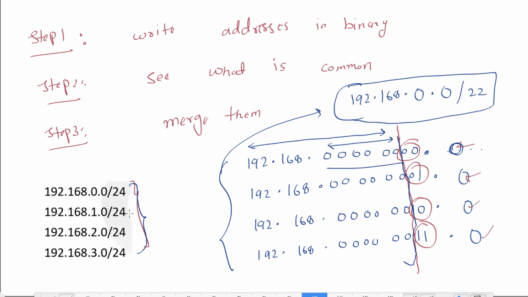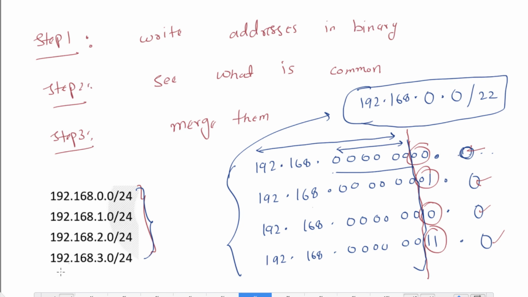So what was my aim? My aim was to summarize this information into just one piece of information. Anything that starts with 192, more precisely anything that starts with 192.168, should belong to one of these networks. Maybe 192.168 dot, if I talk in binary, then dot 6 zeros, then this host is one of the hosts in this network, right? So this is how I can aggregate these four networks.